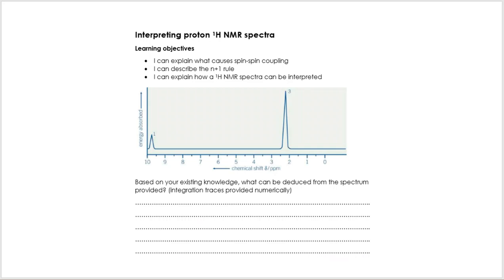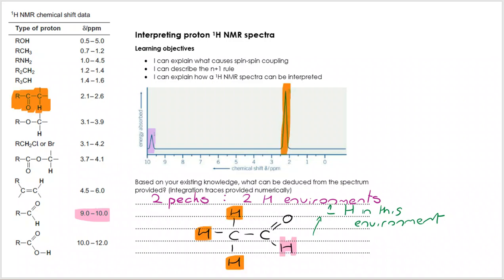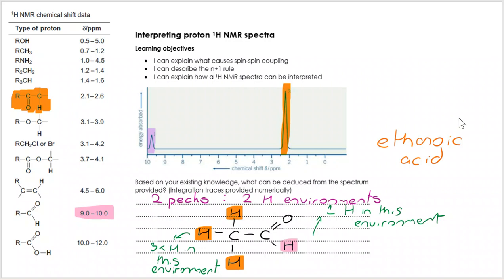So what do we know from here? Well, we've got two peaks because we can see them here, and that means we've got two hydrogen environments. And you can also see that I've got a peak here between 9 and 10, which tells us that we are dealing with an aldehyde group. I've also got 3 hydrogens in one environment. It's around 2.1, and we can see that that fits within this range where the H is on a C next to a C double bond O. It fits with the integration trace. I've got 3 in one environment, 1 in another, and from there I can deduce that this is ethanal.